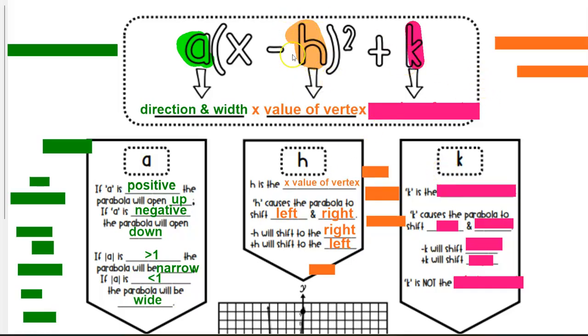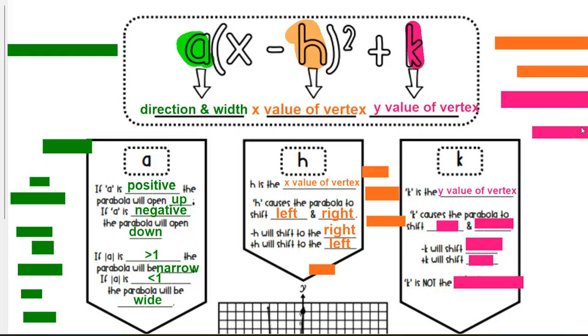If h is the x value of the vertex, then it makes sense that k would be the y value of the vertex, because this is vertex form of a quadratic function. So k, the number that you add or subtract at the end here, is the y value of the vertex. In our notice and wonder stations, we saw that adding or subtracting a constant outside of the parentheses shifted the parabola up or down. So k causes the parabola to shift up or down.